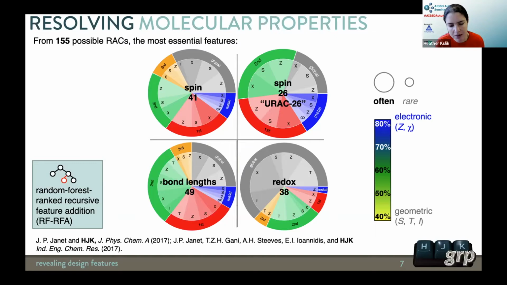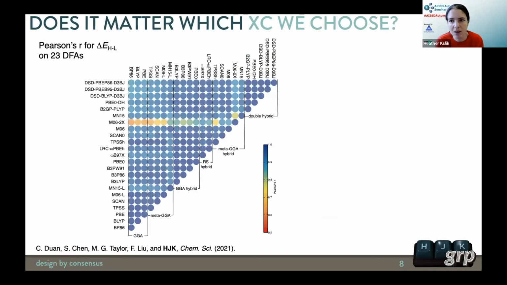And if you've ever run a density functional calculation, you'll know everyone has their own favorite density functional, and there's many, many of these possible functionals we could choose from. And so you might be worried that these pie charts I'm showing you are really just sensitive to which functional we chose. So we wanted to go back and ask, does it matter which exchange correlation functional we choose?